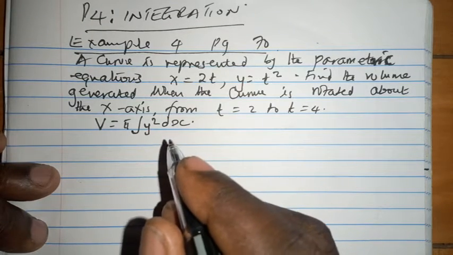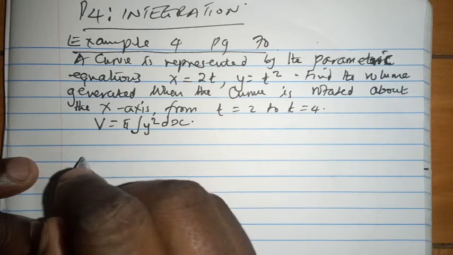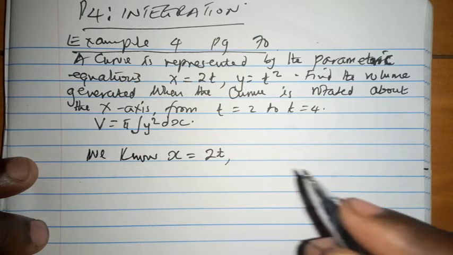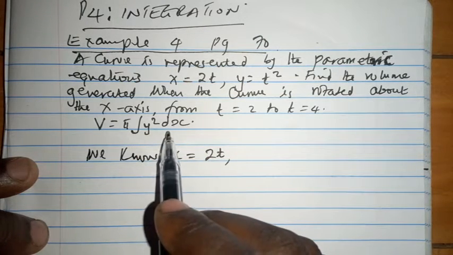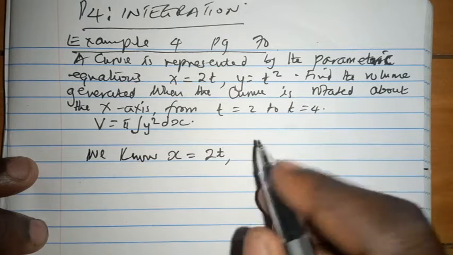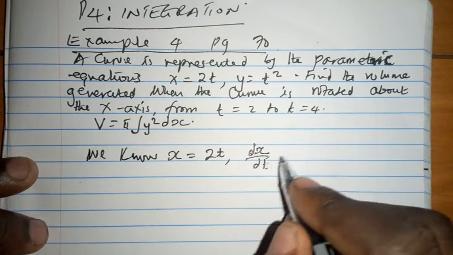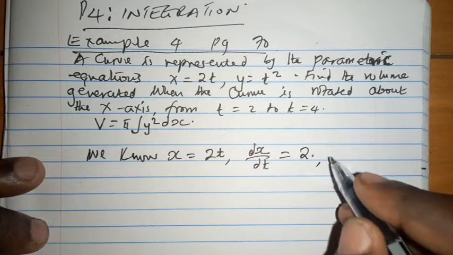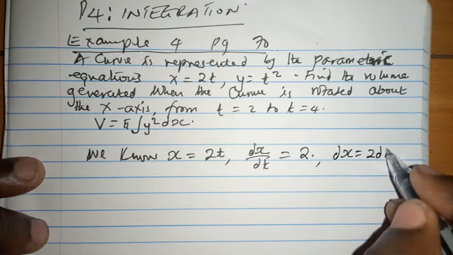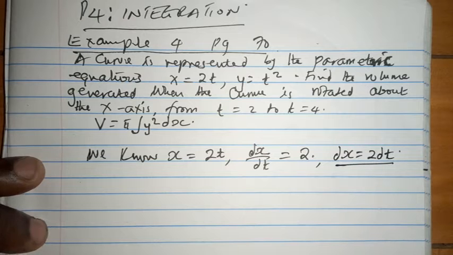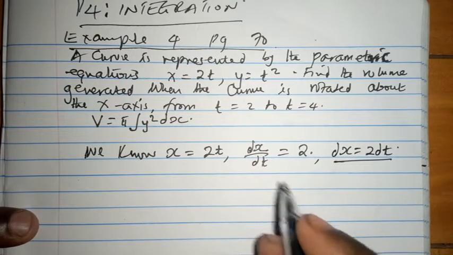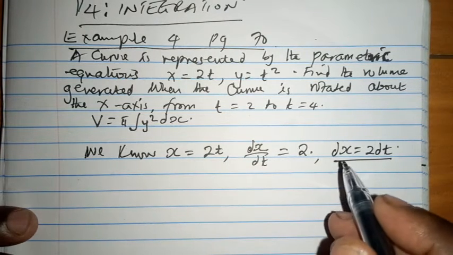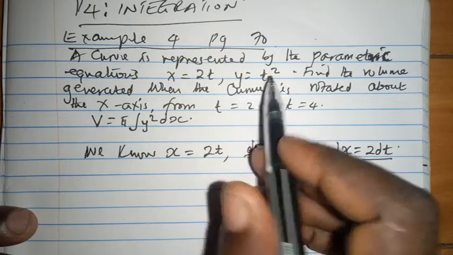How did we find that? We said that x is equal to 2t, because the first thing we must do is substitute dx with something to do with dt, and we saw that dx/dt is 2. And definitely if you cross multiply, you'll find that dx is equal to 2 dt, and that is one piece of information that is going to be very crucial in this particular question.